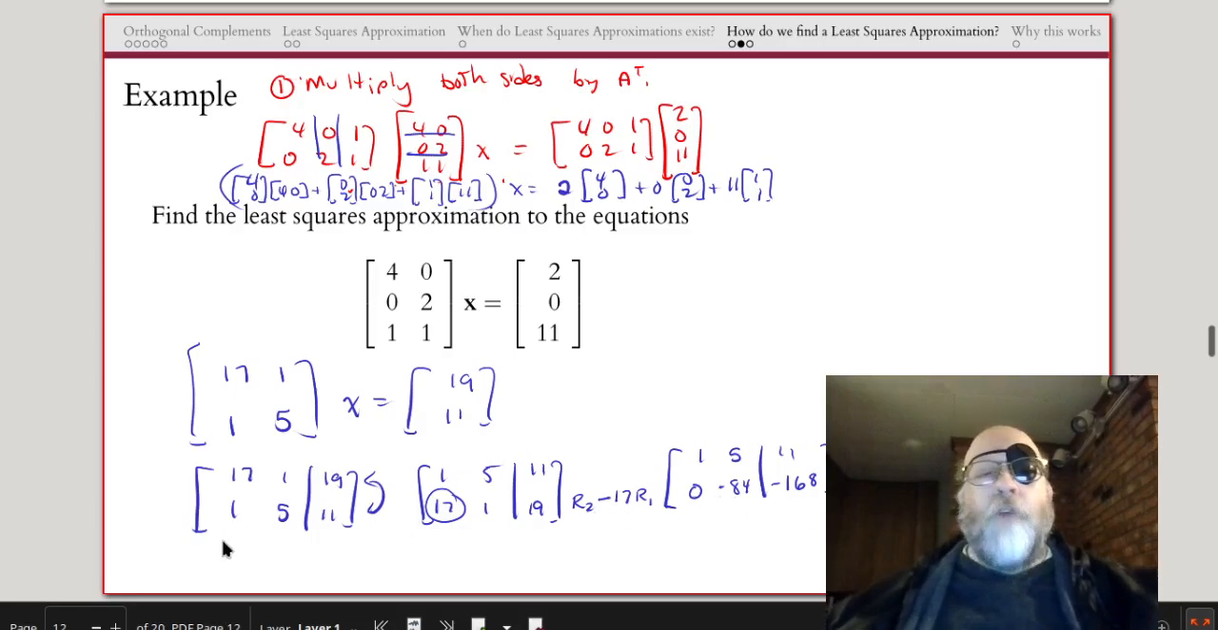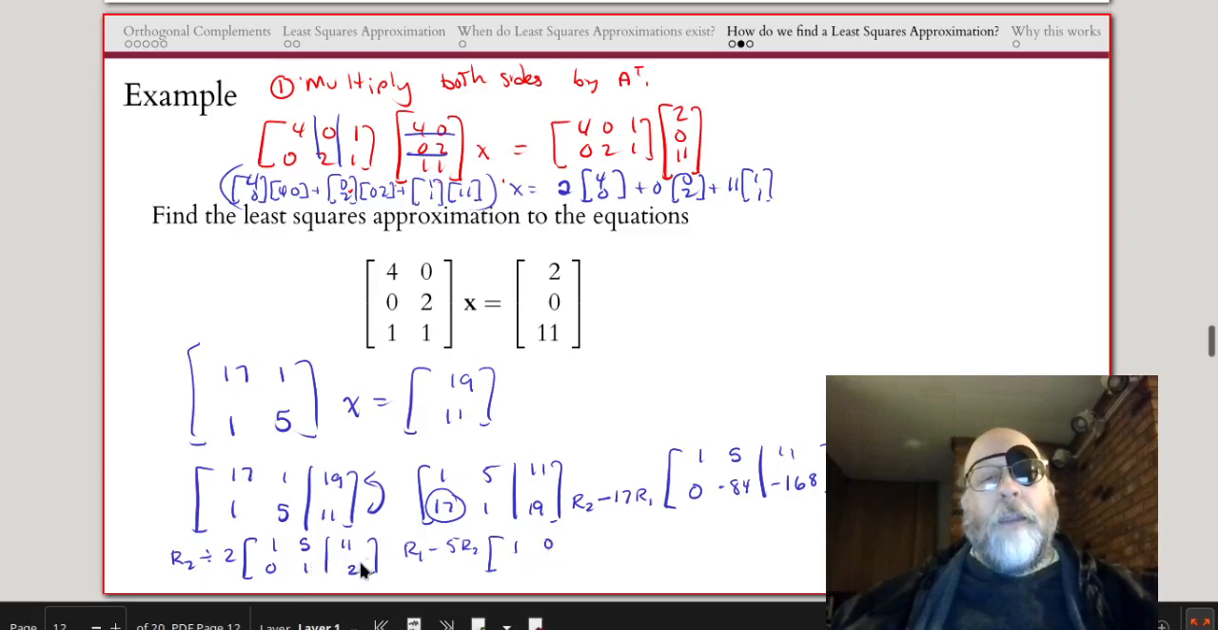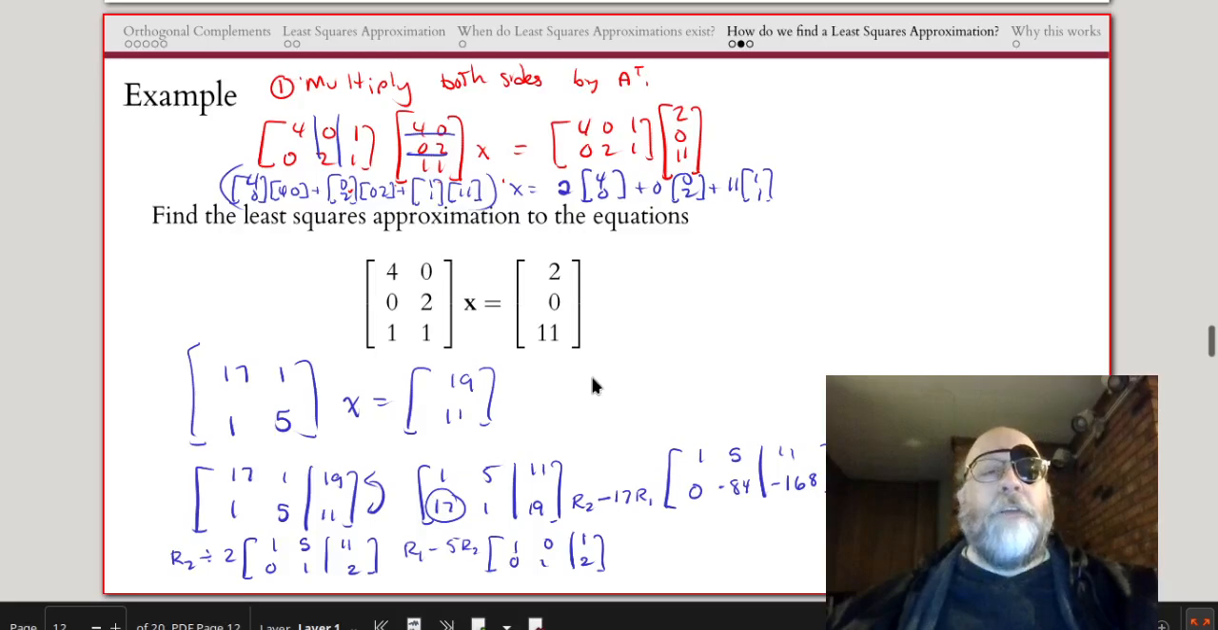Then I'll divide row 2 by 2. And that gives me 1, 5, 11, 0, 1, 2. I told you that was going to work out okay. And then row 1 minus 5 row 2. 5 minus 5 is 0. 11 minus 10 is 1. 0, 1, 2. So my solution is that x is 1 and y is 2.